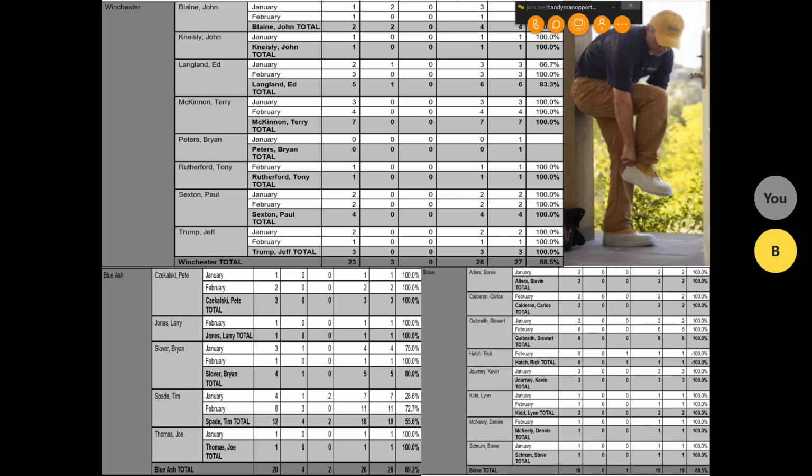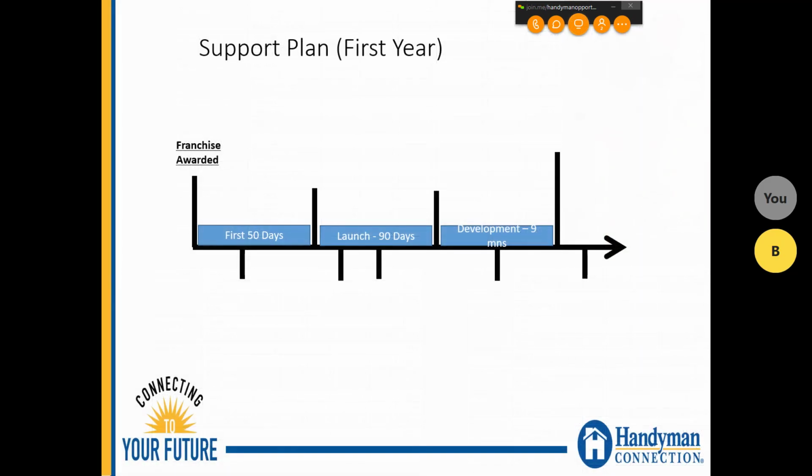So let's take a look at some scores that customers give our craftsmen across the country. Winchester, Blue Ash, Boise, all areas that are pretty important to us. I mean, all areas are important, but I just want to show you that we do find really good, hardworking guys that get really good scores from customers.